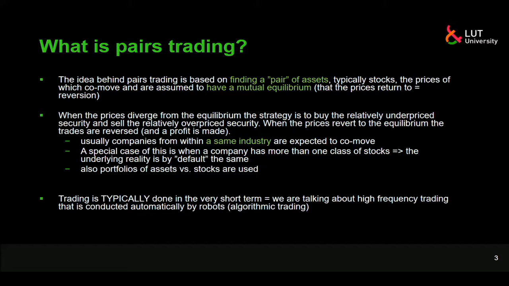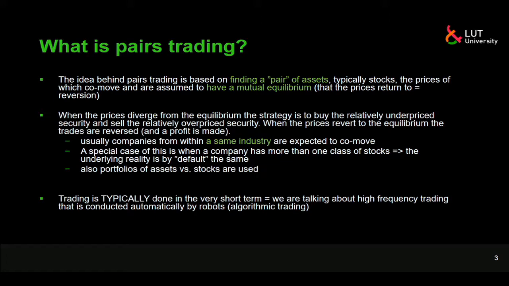The idea behind pairs trading is rather simple. The idea is that you find a pair of assets, which are typically stocks on the markets, the prices of which seem to co-move. Seem to because we typically look at historical data and we find pairs from historical data. So, what seem to move, because we are trying to figure out what will happen in the future, so we are making predictions based on the past. So they have typically in the past co-moved.